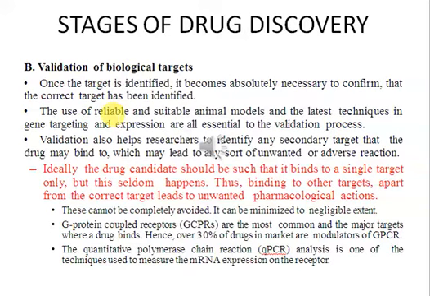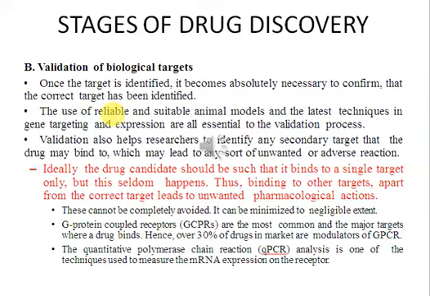The major receptors which are normally targeted are G protein coupled receptors, abbreviated as GPCRs. They are the most common and major targets where the drug binds. Normally, over 30% of the drugs available in the market target these GPCRs, the G protein coupled receptors. So whenever we are studying the interaction of drugs with different targets, we should look for whether the drug will most probably bind with this receptor or not.